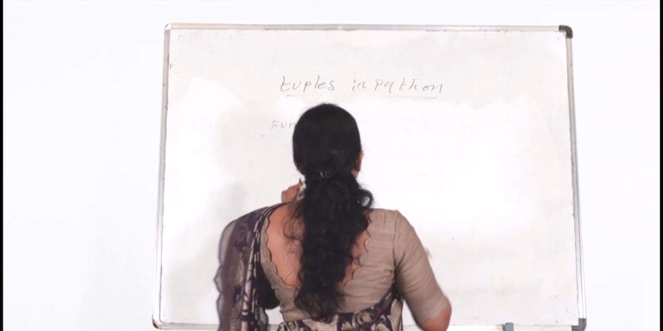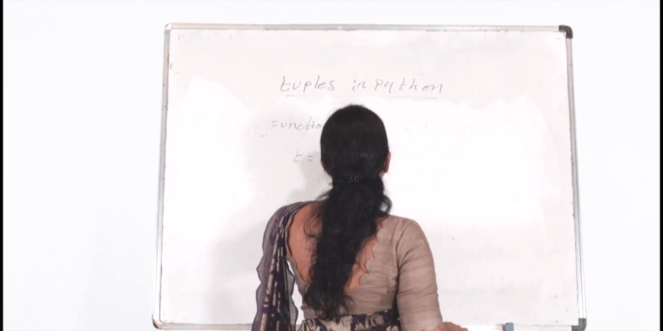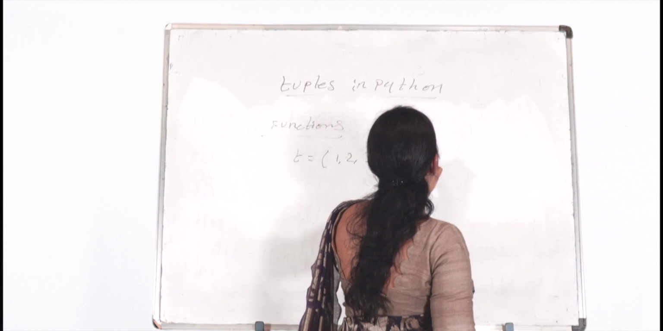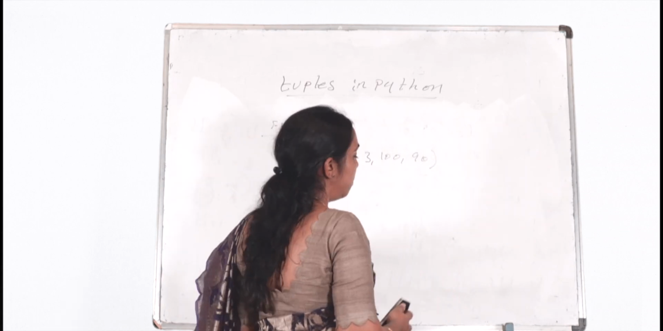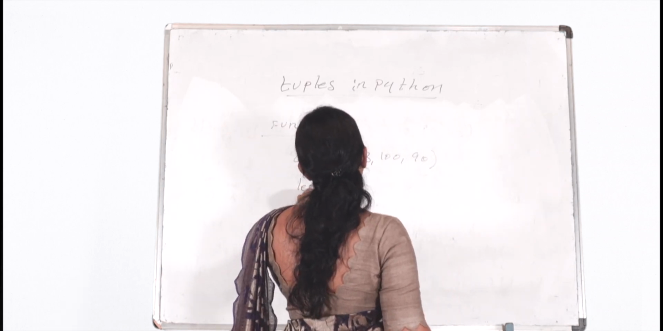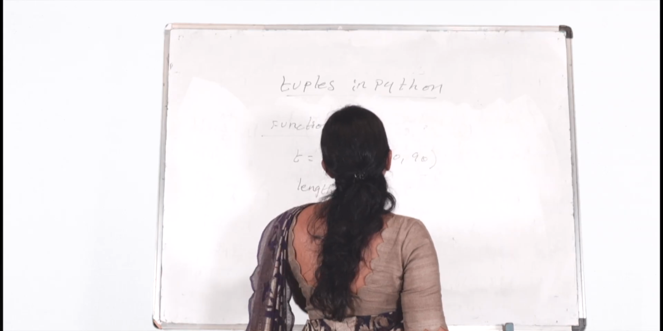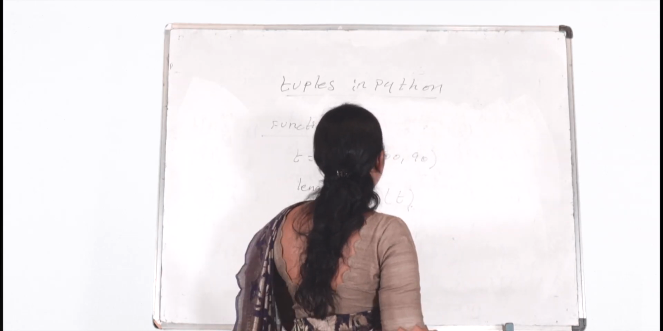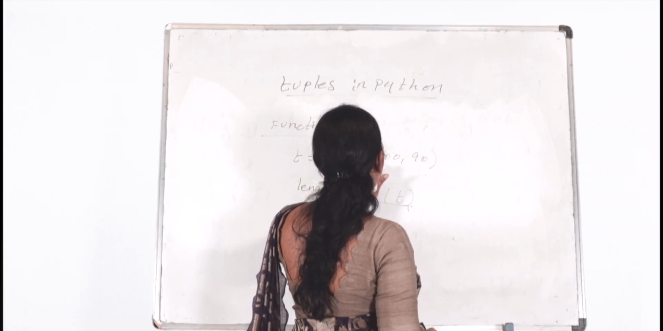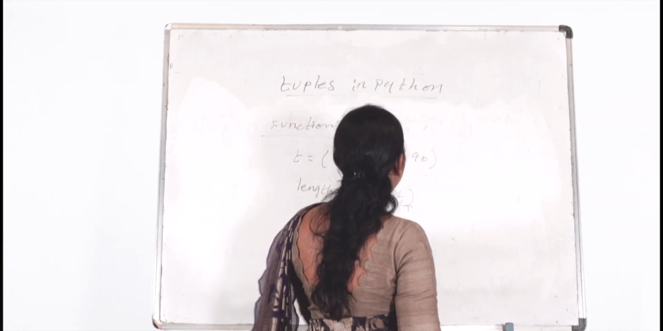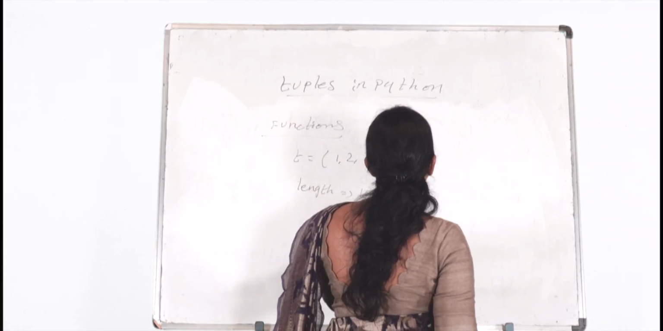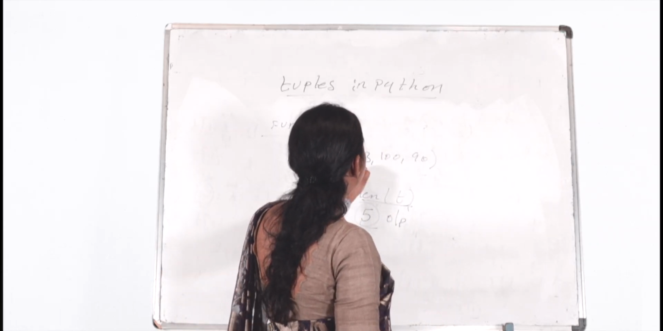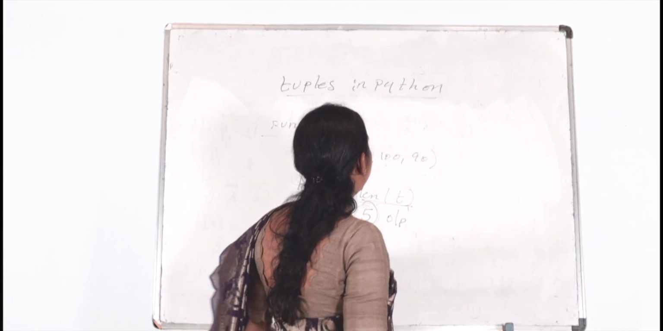The tuple is represented with 1, 2, 3, 100, and 90. To find out how many elements are in a tuple, we use the length function, represented as len of t. If you write len of t, the output is 5. We get 5 because the tuple has 1, 2, 3, 4, 5 elements. That is called the length of the tuple.